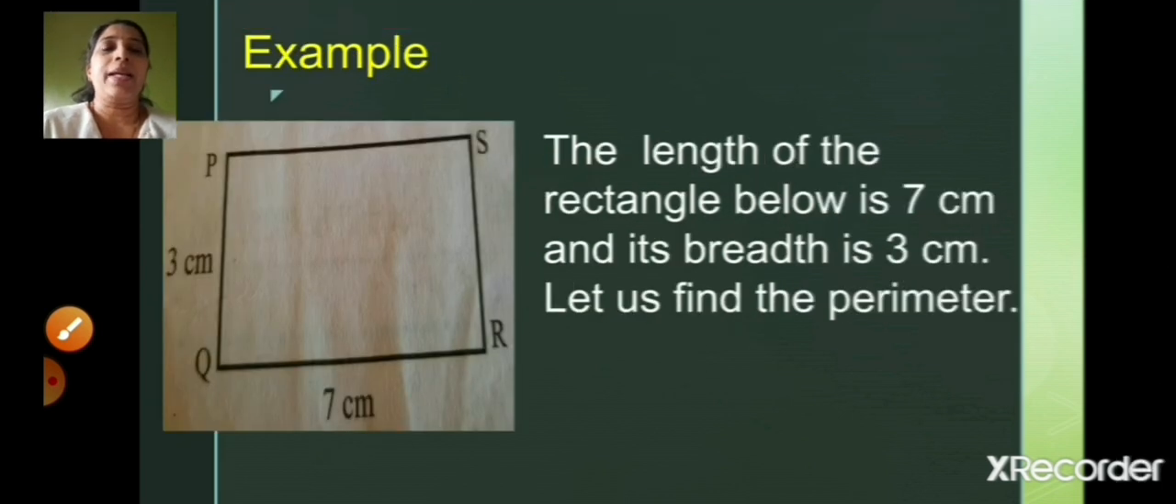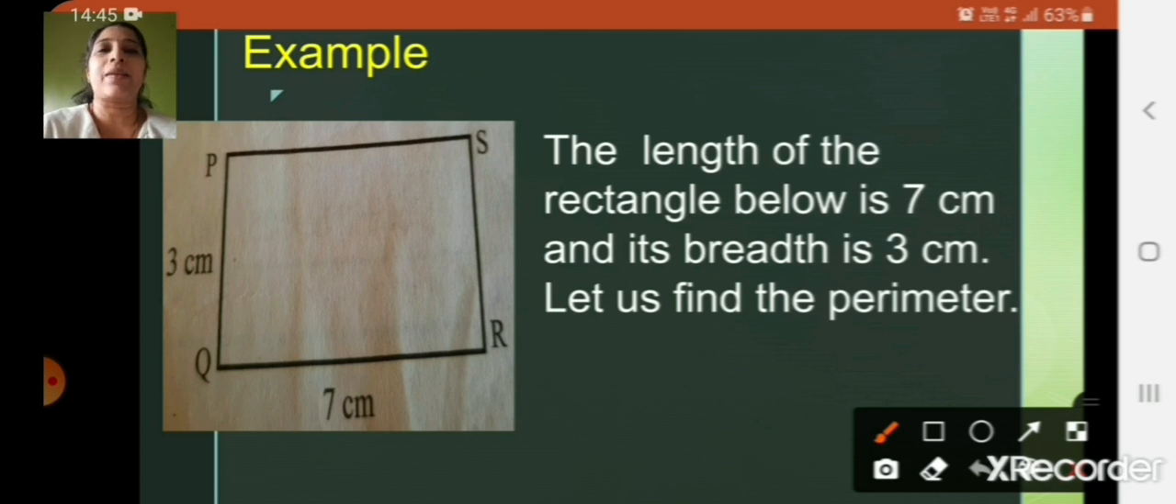Now we'll take an example. The length of the rectangle is 7 centimeter and its breadth is 3 centimeter. Let us find the perimeter. Now what is given in the figure? The length is 7 centimeter. So here children, what is the length? QR is your length, which is 7 centimeter.